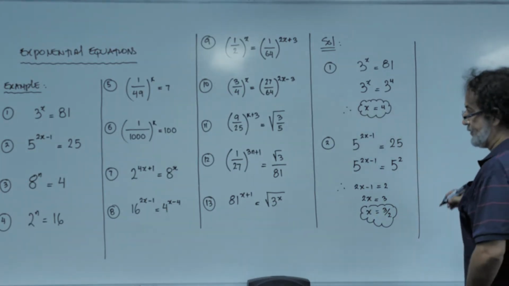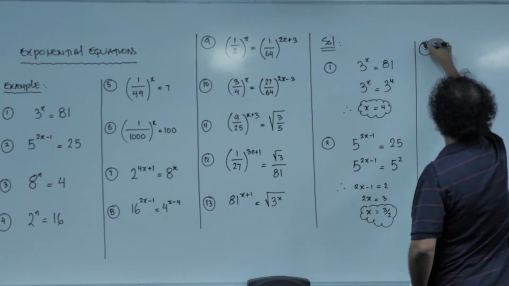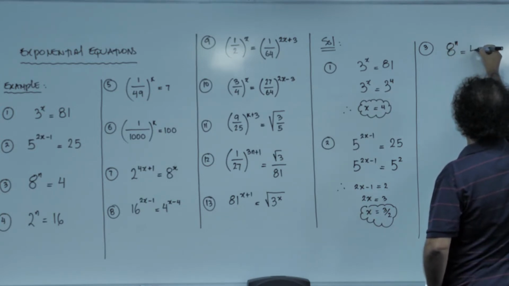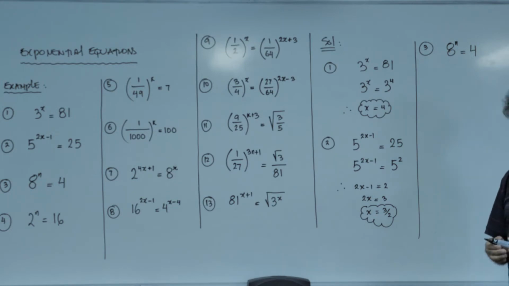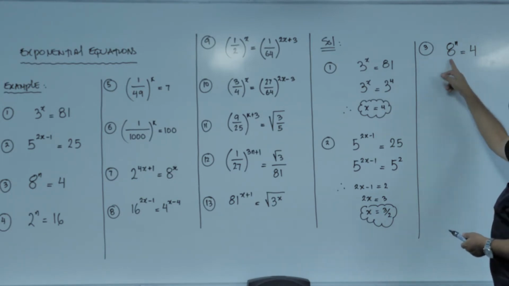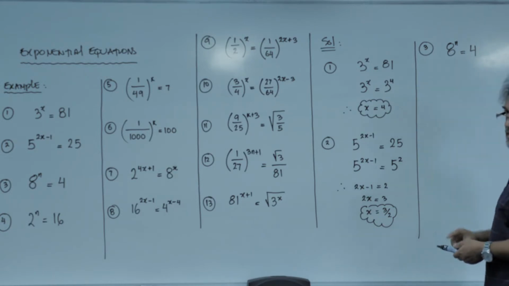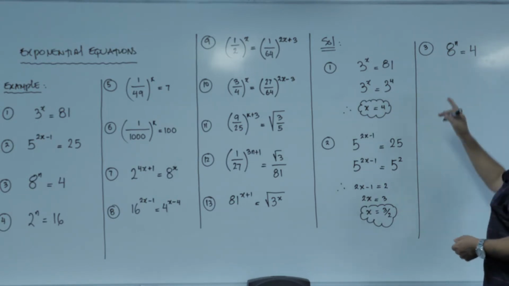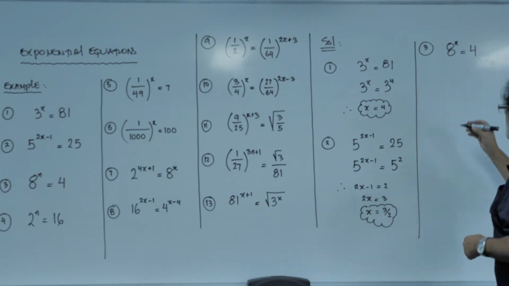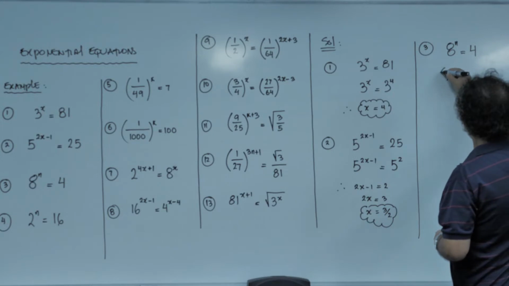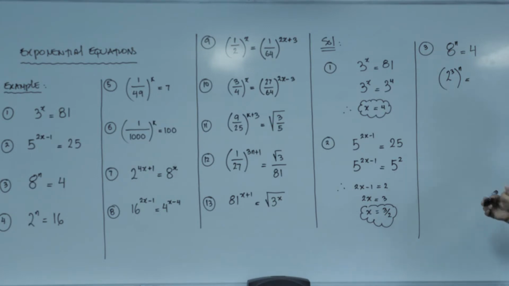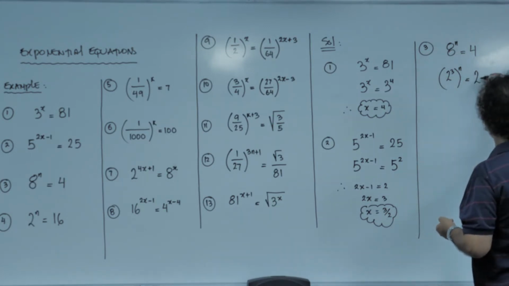Okay, the next one. Question 3. We have 8 to the power of n is equal to 4. There's no way that you're going to make 8 equal to 4 somehow, or 4 equal to 8 somehow. So in here, we're going to have to reduce these numbers to 2. Can you see that 8 is the same as 2 cubed, and that is raised to the power of n? And what about 4? 4 is 2 squared.